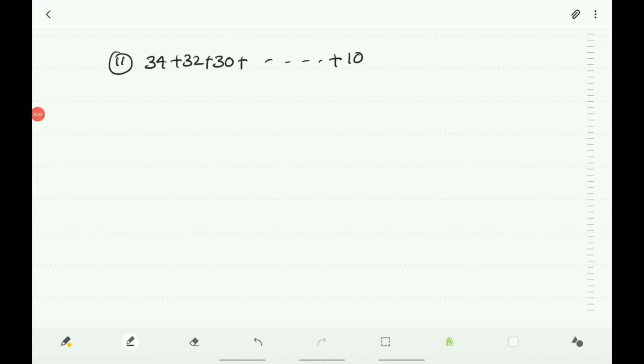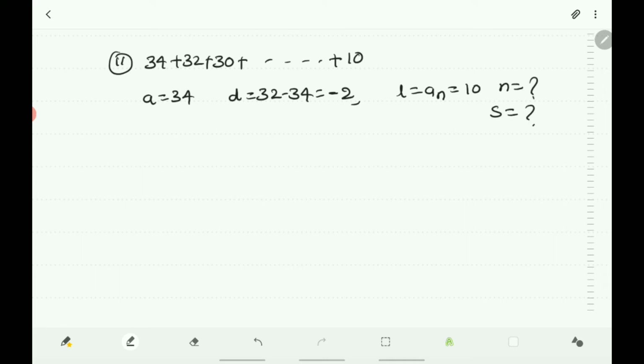Take the second question. Again here the first term A is given, that is 34, and D is equal to 32 minus 34, that is minus 2, and the last term is AN, that is 10. Find N is equal to question mark, after that S is equal to question mark.